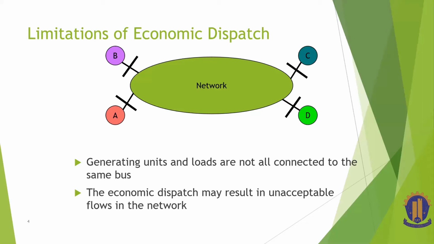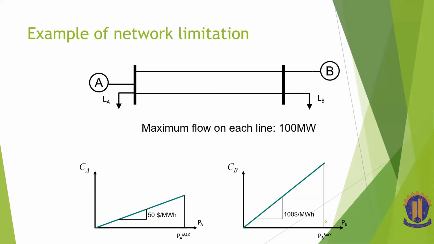So economic dispatch has some limitations like this. Sometimes we cannot rely on the results from economic dispatch, because they are unacceptable from the point of view of flow in the networks. Here is an example of a network limitation, as we see in this figure.